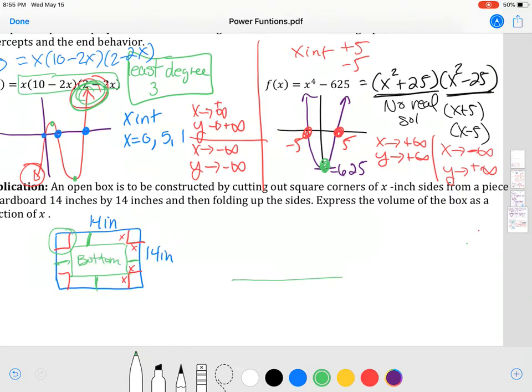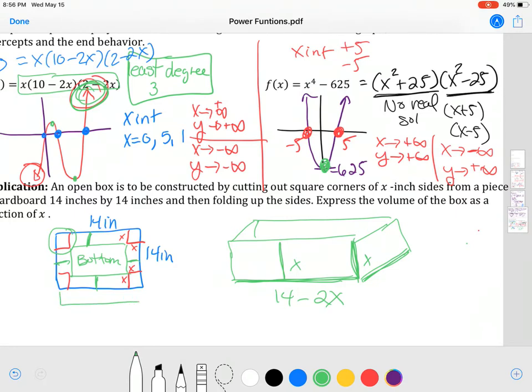So now, let's see if I can draw this. I've got a box that looks like this. This is going to be height x because that's where that corner was cut out. And this is going to be height x as well. And this length here and here is going to be 14 minus 2x because this whole length was 14. And then I cut out an x over here and an x on this side. So I'm taking out 2x for that length to create this whole side right here. So this whole side is 14 minus 2x, and this is 14 minus 2x.